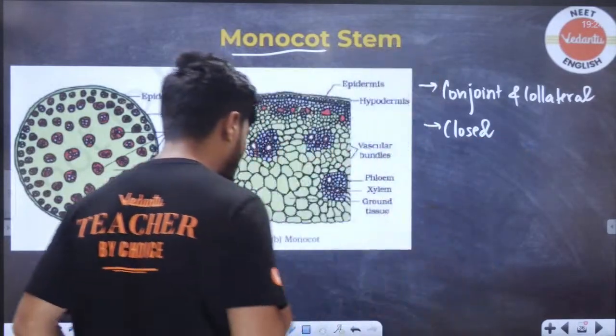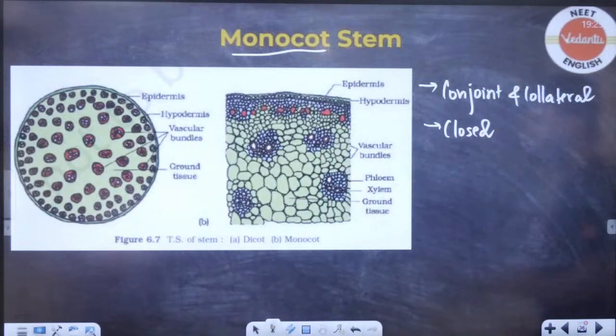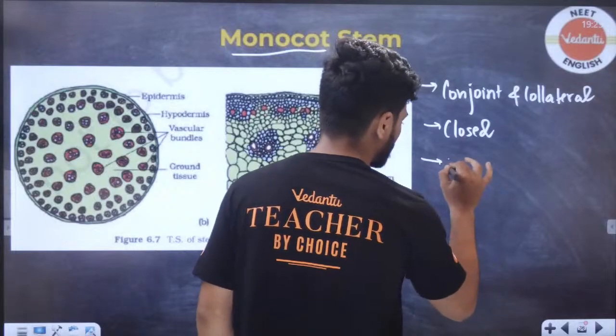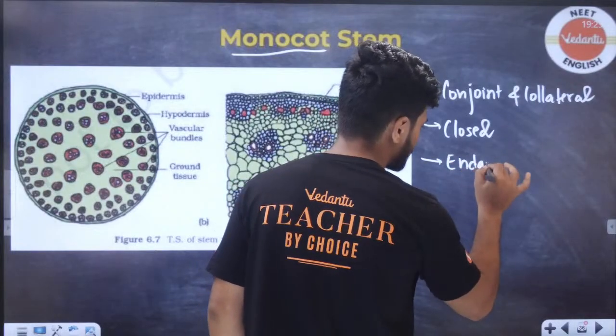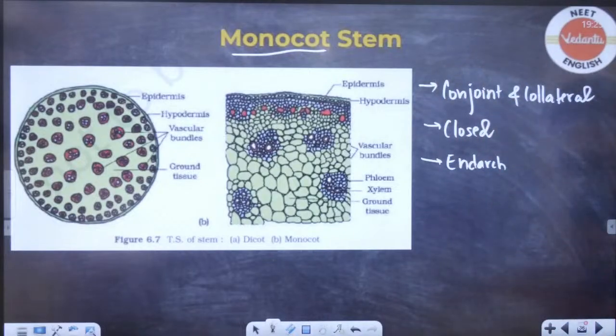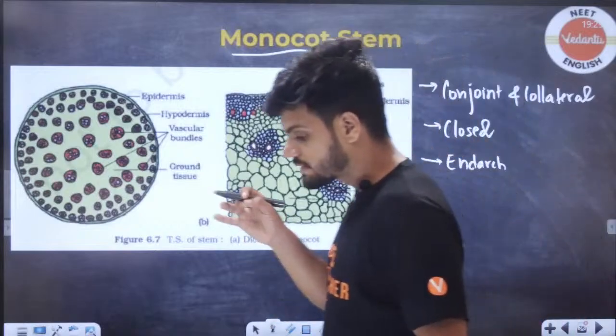Monocot means completely closed. Since it is a stem, it is always endarch. Always, root is exarch, stem is endarch here. Stem is endarch.